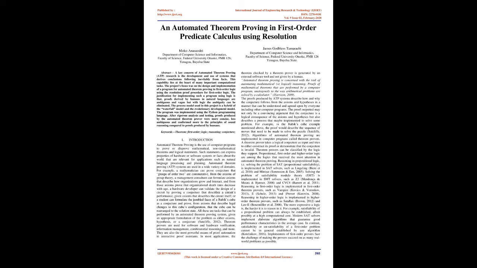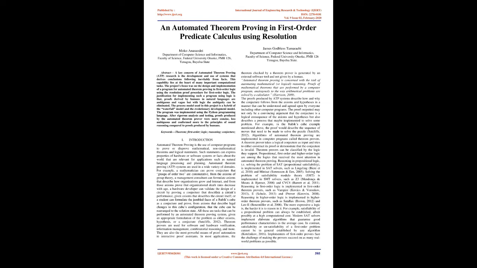The proof outputted may not only be a convincing argument that the conjecture is a logical consequence of the axioms and hypotheses, but also describes a process that may be implemented to solve some problem. For example, in the Rubik's Cube example mentioned above, the proof would describe the sequence of moves that need to be made to solve the puzzle.